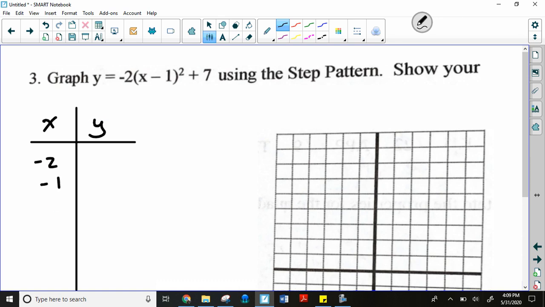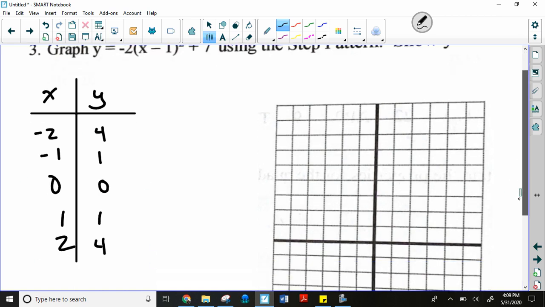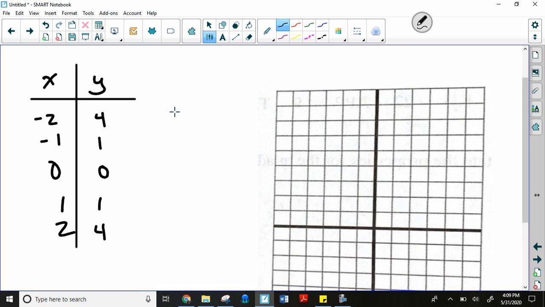So -2, -1, 0, 1, 2. Square -2, 4. Square -1, 1. Square 0, square 1, 1. Square 2, 4. So this is our base graph. And I would want students to remember the following step pattern from the vertex. I always operate from the vertex. So from the vertex, our first step is going to be over 1, up 1.